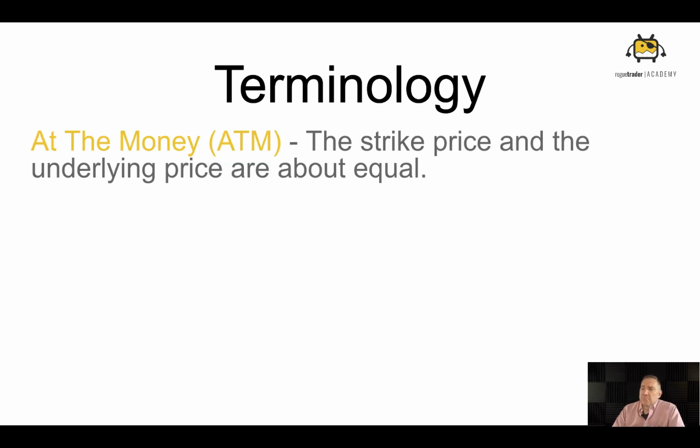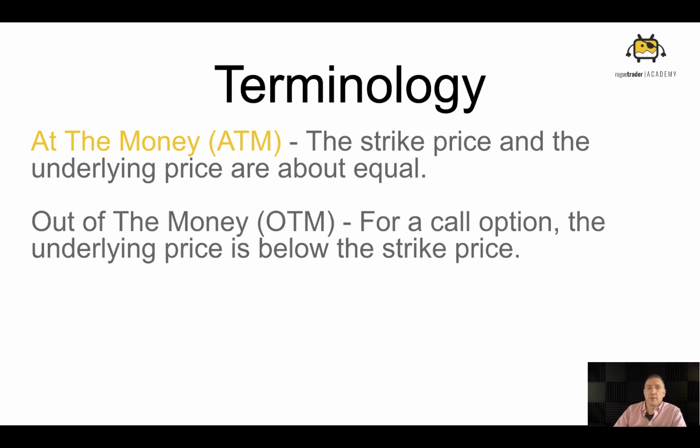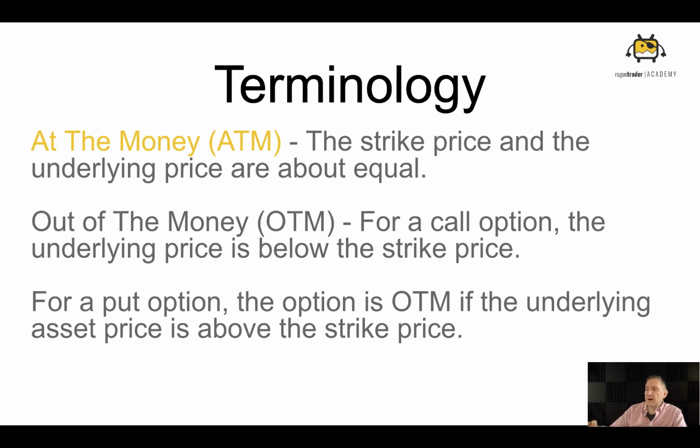Now, at the money, very simple. It just means the strike price and the underlying price are right about equal, very, very close to each other. And an out of the money option, I should have made that yellow there. For a call option, the underlying price is below the strike price. For a put option, the option is out of the money if the underlying asset price is above the strike price.